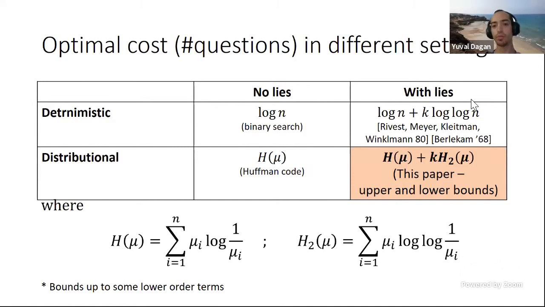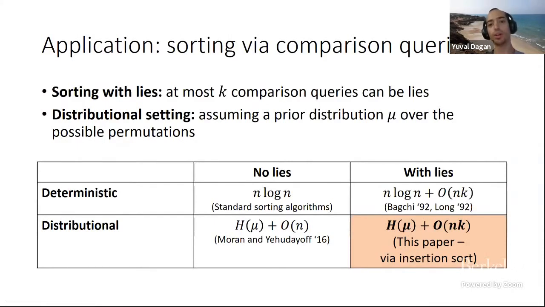And further, the algorithm is efficiently computable and uses a binary search-like algorithm. So it uses only comparison queries. And for this reason, we can apply it to sorting with comparison queries. So in the sorting setting, we have a noisy sorting where some of the comparisons can give you wrong answers. And we assume a distributional setting, which means some prior distribution over the possible permutations.